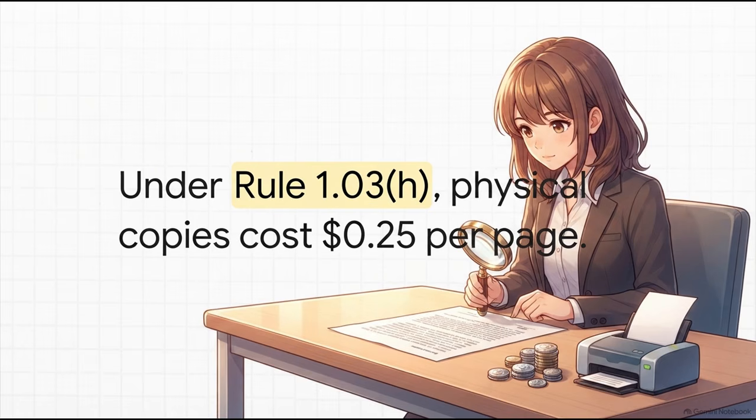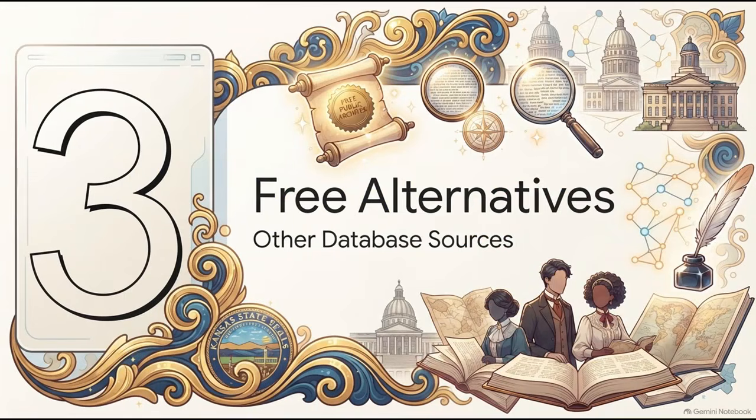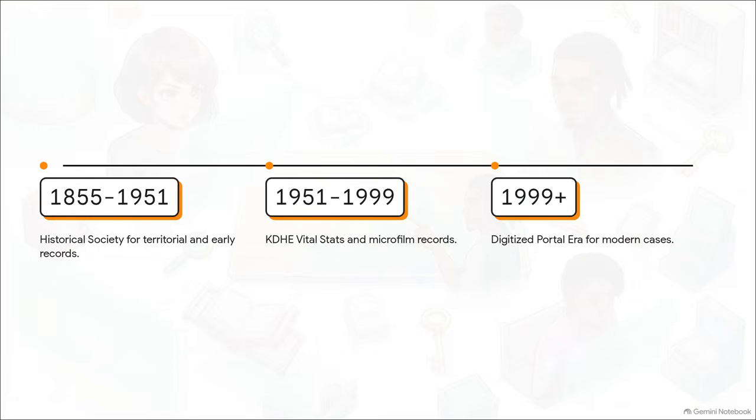But for purely informational searches where you just need to look at the info, the screen view is entirely free. All right, that brings us to Section 3, finding free alternative sources. Look, visiting a courthouse in person just isn't always possible, especially if you live out of state. So let's pivot to some alternative, entirely free databases.